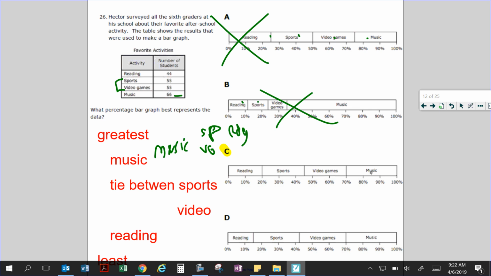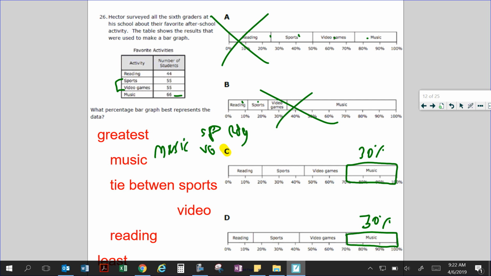Let's see. Music's the greatest. Then video game. Okay. Let's go back here. Music is the greatest. And then here, as you look right here, we'll see reading. This is where we're going to have to use some mathematics. If you look here, music is from 70 to 100. That's 30%.